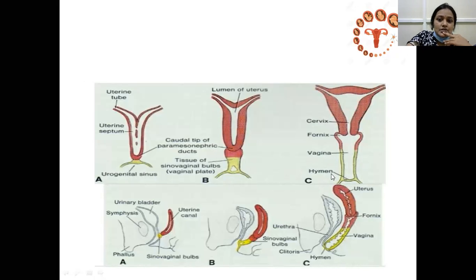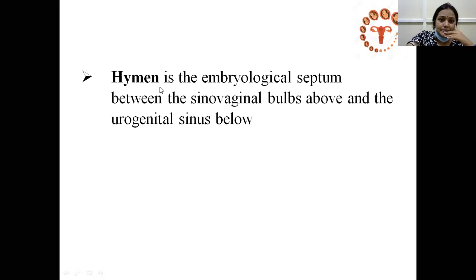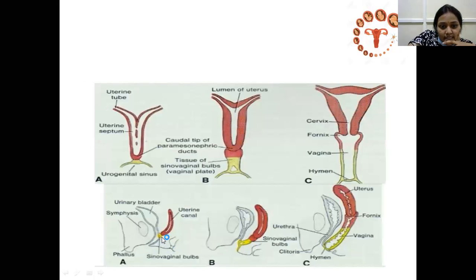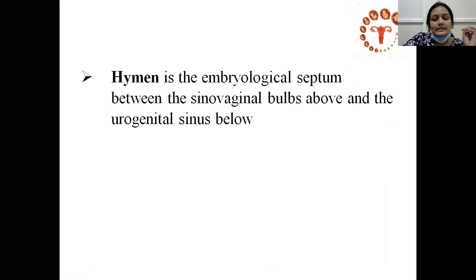And there is a structure called the hymen. What is this hymen? The hymen is the embryological septum between the sinovaginal bulb's elbow and the urogenital sinus below. See here, the sinovaginal bulbs will be developing from the urogenital sinus. This is all the urogenital sinus, and it gives rise to the sinovaginal bulbs as well as the urinary bladder and urethra. This portion is called the hymen. You will be able to appreciate that the vagina opens into the urogenital sinus. See, it is the hymen. So it is the embryological septum between the sinovaginal bulb's elbow and the urogenital sinus below.